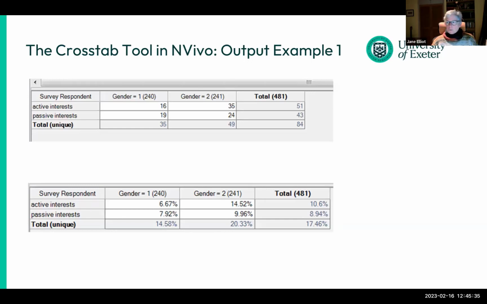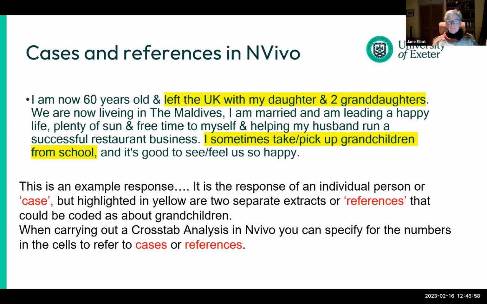Now, before giving you another example of a crosstab, it's worth just having a little technical digression again to talk about what we mean by cases and references in NVivo, because the other thing about NVivo is it's very flexible, whether you want to be thinking in terms of references as your unit of analysis or cases. So we just need to be clear what we mean by those.